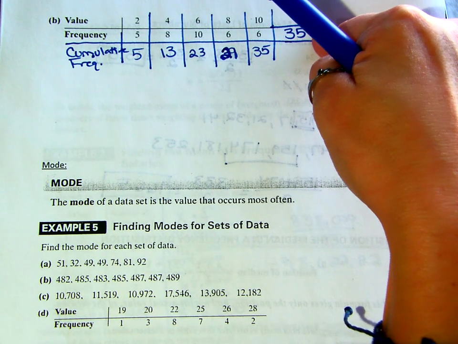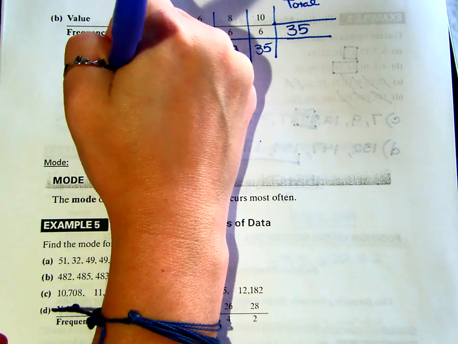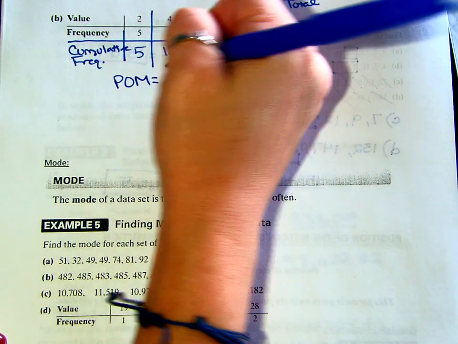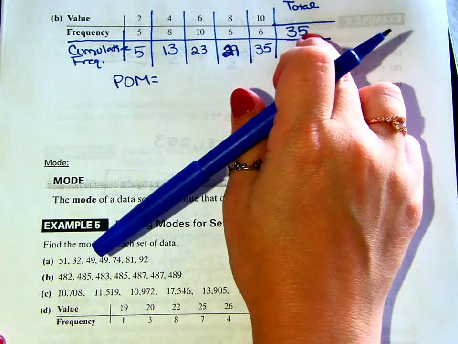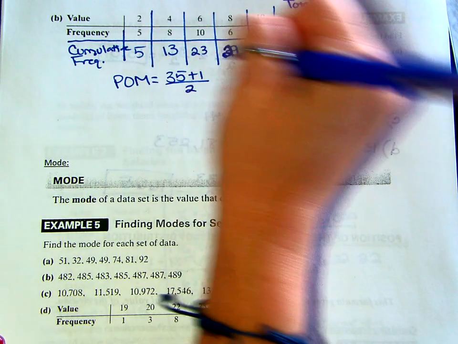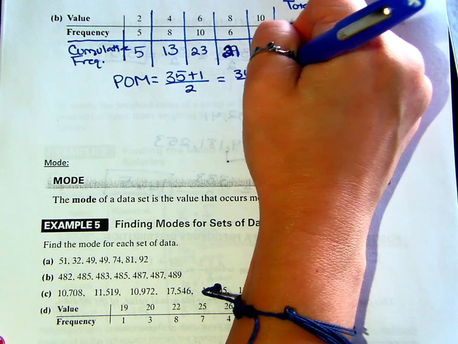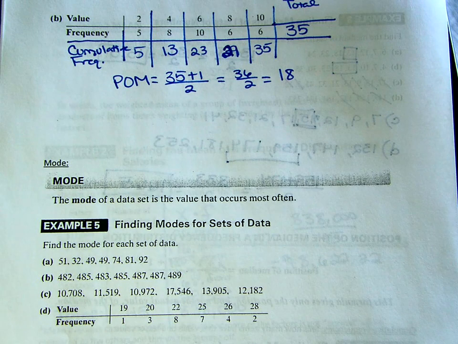So the position of my median is always going to be my total plus 1, divided by 2. 35 plus 1 is 36, divided by 2. So I need my 18th term. When you have an odd total number of elements, you're always going to get a nice answer where you don't have to find the mean to use the median. I just need the 18th term of this data value.